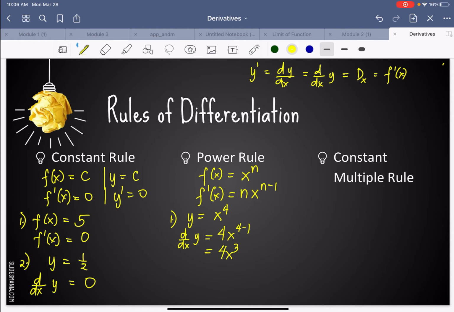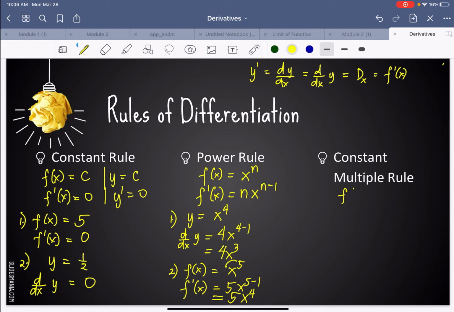Another example, the given function is f of x is equal to x raised to 5. So the derivative of the function, f prime of x, is equal to bring down 5, subtract 1 from the exponent, 5 minus 1. So the final answer is 5x raised to 4. Okay? Next, constant multiple rule.